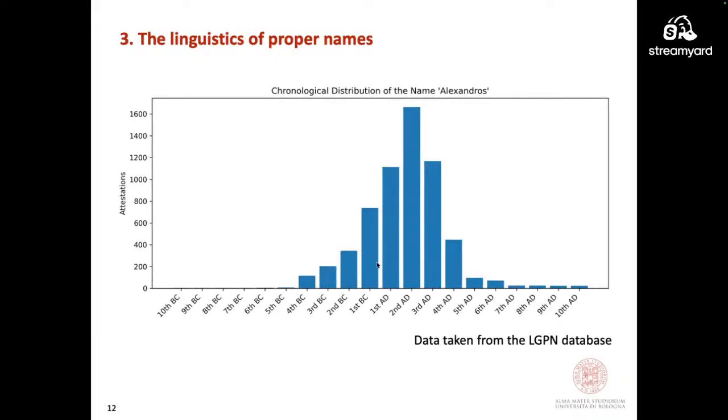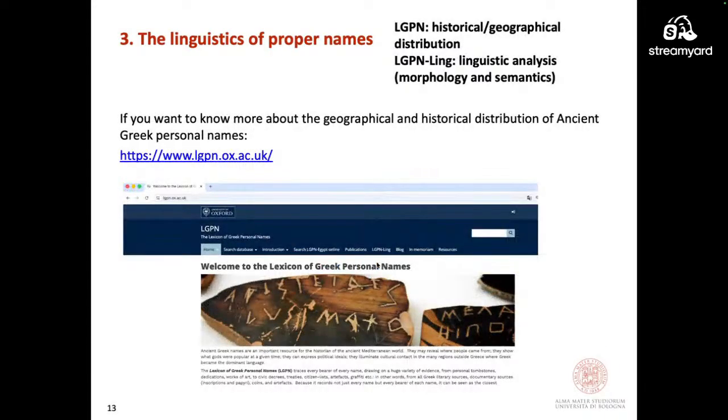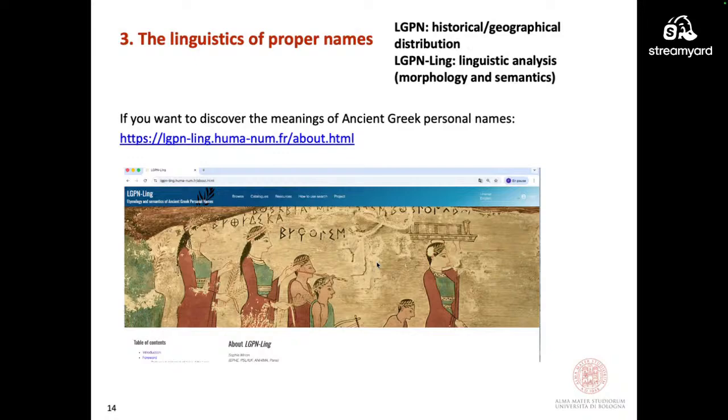And I am using one of two databases I want to show you today. One is the LGPN, the database of the project Lexicon of Greek Personal Names, which is very useful if you want to perform historical and geographical research. And the other database is LGPN Ling, which is a kind of linguistic continuation of LGPN. The second one, LGPN Ling, is very useful for linguistic analysis.